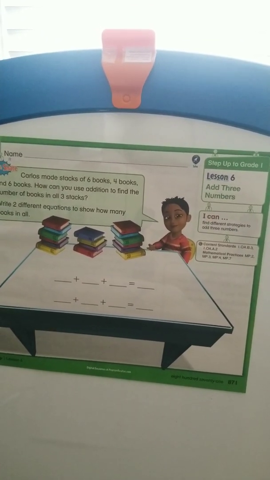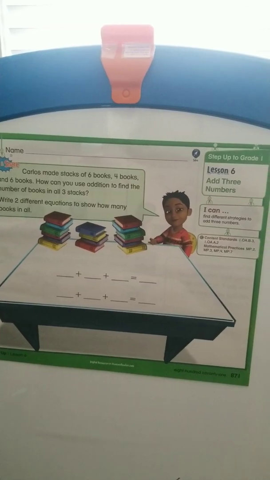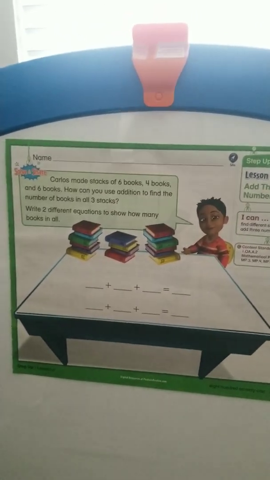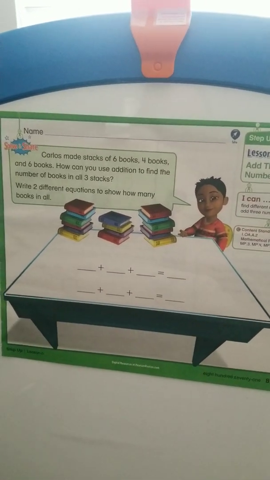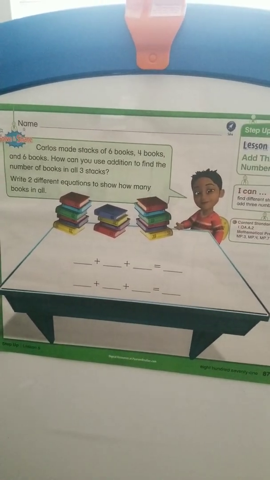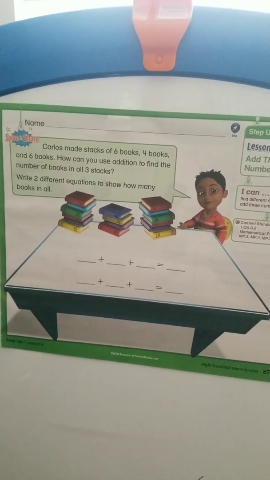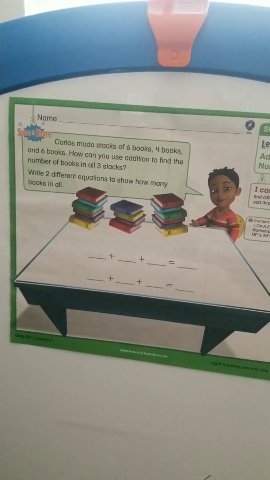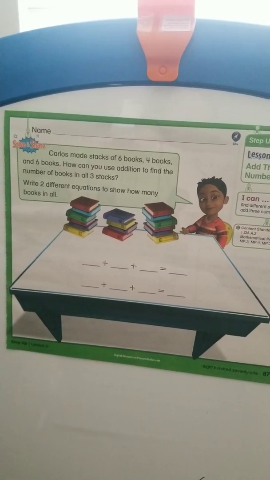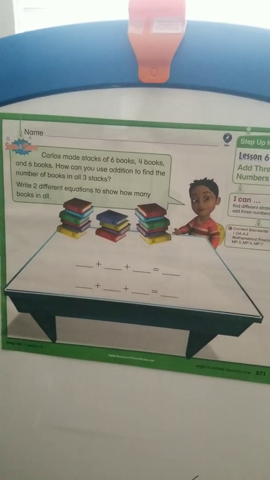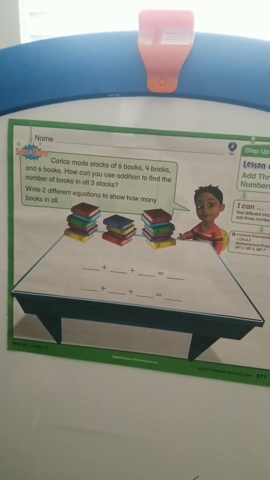Okay, last lesson. Let's look at lesson 6. Add 3 numbers. Oh my goodness, boys and girls. This is getting good here. Carlos made stacks of 6 books, 4 books, and 6 books. How can you use addition to find the number of books in all 3 stacks? Write 2 different equations to show how many books in all.